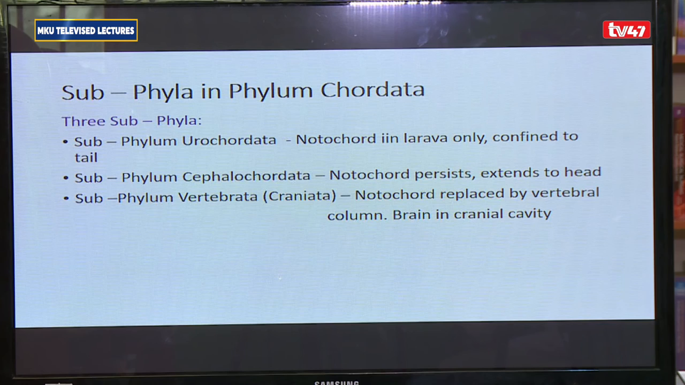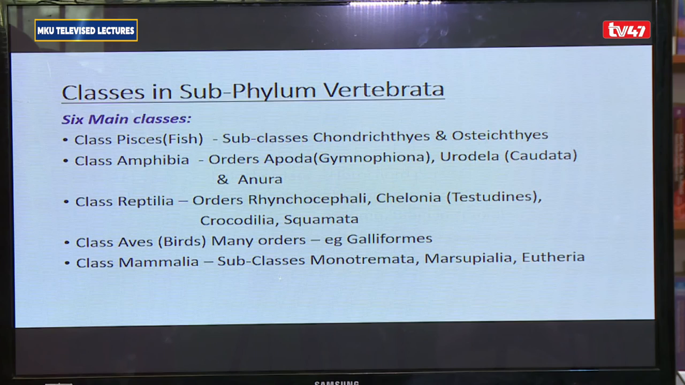So because they have a vertebral column that replaces the notochord, and they also have a brain enclosed in a cranial cavity, that is why they are referred to either as Vertebrata because of the vertebral column or Craniata because of the brain present in the cranial cavity. Now we shall look further at Vertebrata. So the subphylum Vertebrata basically has five classes, so to speak.